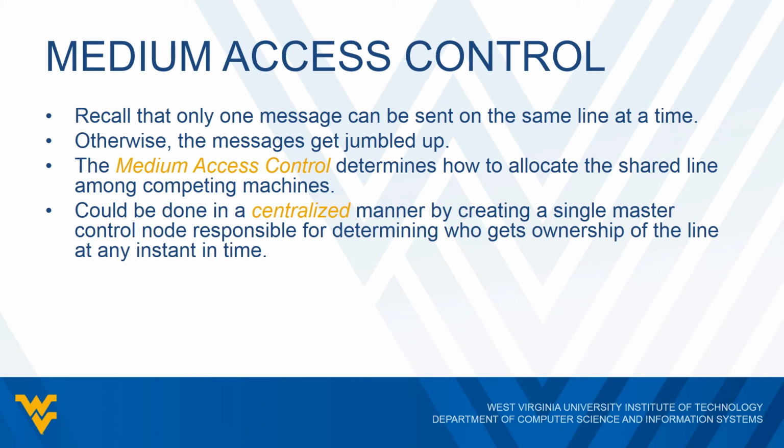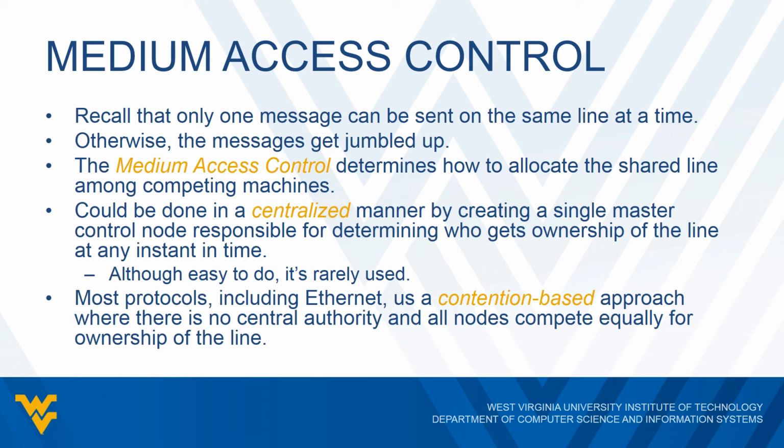Now, this could be done in a centralized manner. We would create a single master control node that's responsible for deciding who gets ownership of the line at any point in time. It's pretty easy to do, but it's very rarely used. One reason is that it can be pretty slow determining who gets ownership, because each node would send a request to the master, who then has to decide which node gets the line, and then must inform all the other nodes of the decision. This takes quite a bit of time, so it makes the network highly inefficient. Another problem with this centralized approach is that it's not fault tolerant. If the master node fails, the network is in big trouble. That would just be really bad.